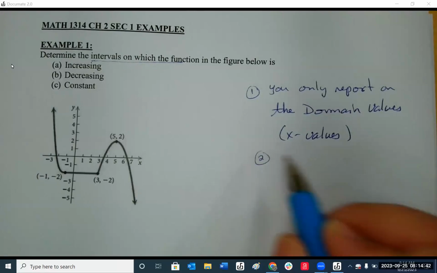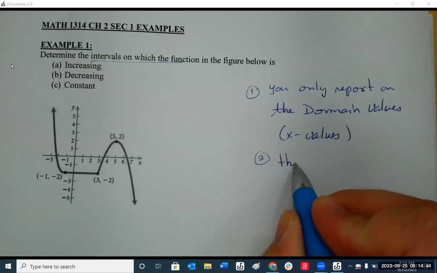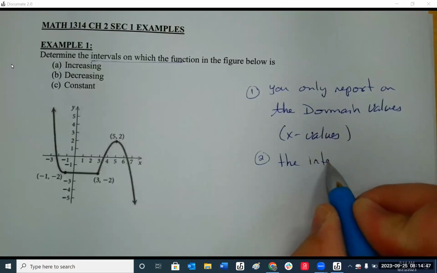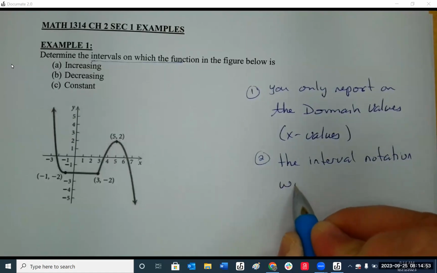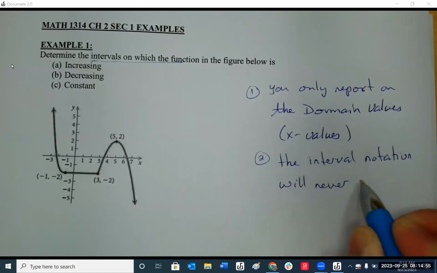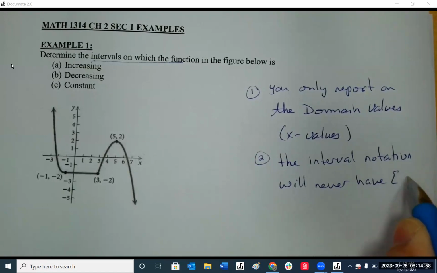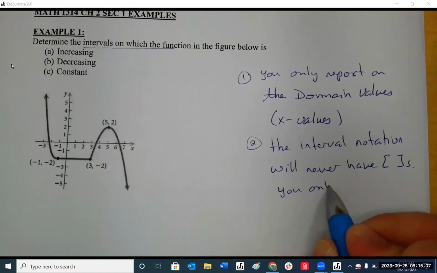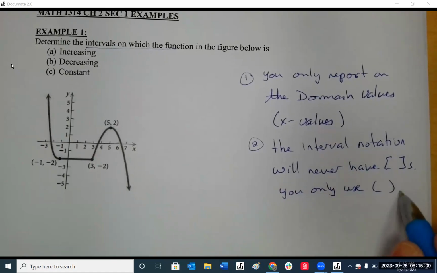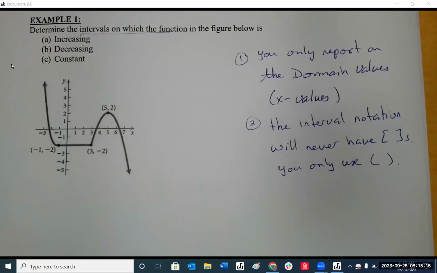And 2, the interval notation will never have brackets. You only use parentheses. Because we don't know what happens at endpoints. And I'll show you why in a second.